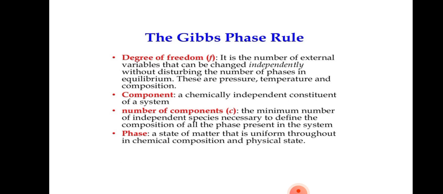For the derivation of Gibbs phase rule, we have to know about the component and phase. So what is the definition of component? It is a chemically independent constituent of a system. Number of components is the minimum number of independent species necessary to define the composition of all the phases present in the system. So what is the definition of phase? Phase is a state of matter that is uniform throughout in chemical composition and physical state.